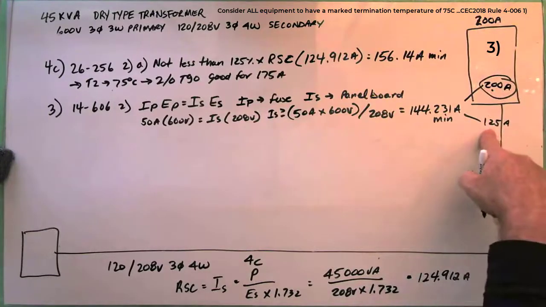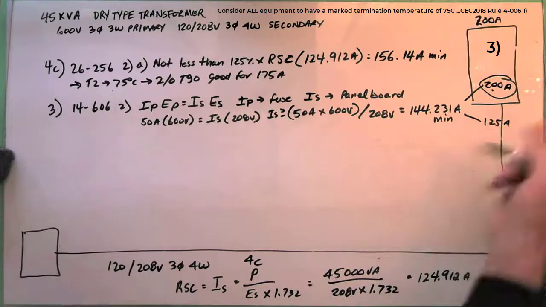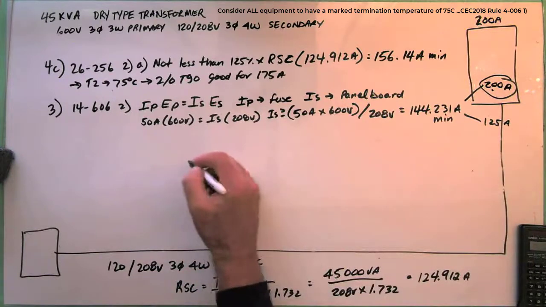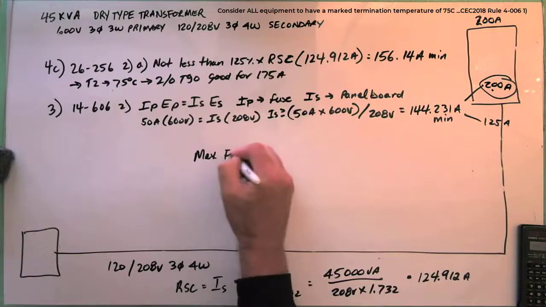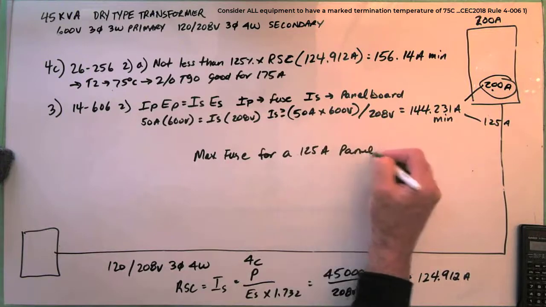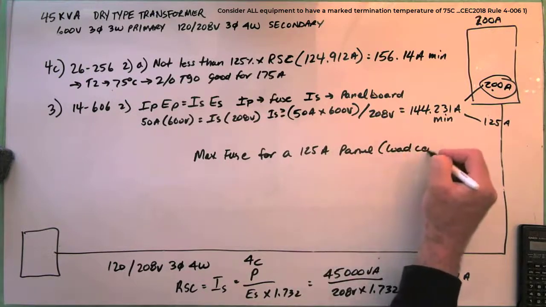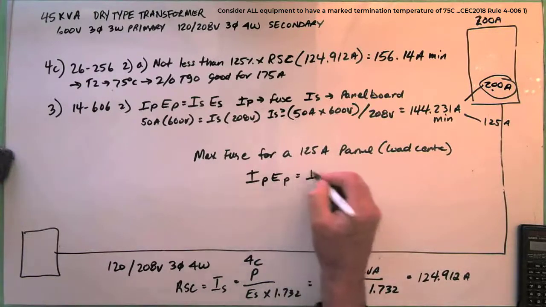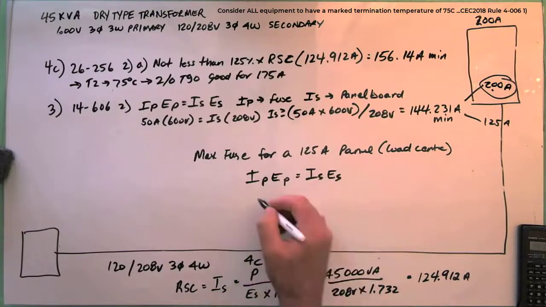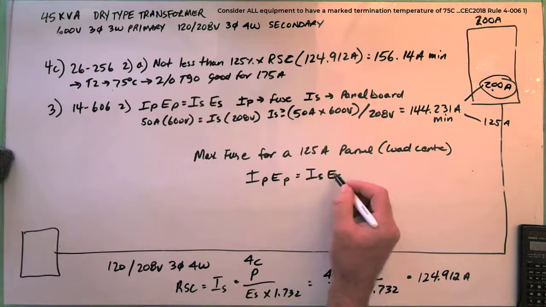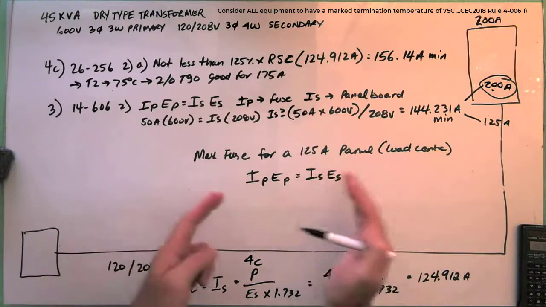Because a 125, no. The fuse that you put will not work, and you can do a quick check. What would be the max fuse I can put on a 125 amp panel, load center? Okay, so I go to this formula, IPEP equals ISES. Remember, VA in equals VA out. Higher voltage, lower current. Lower voltage, higher current. VA in equals VA out.